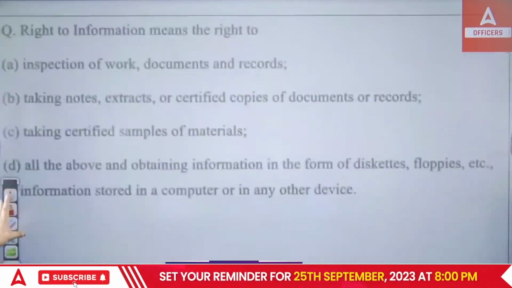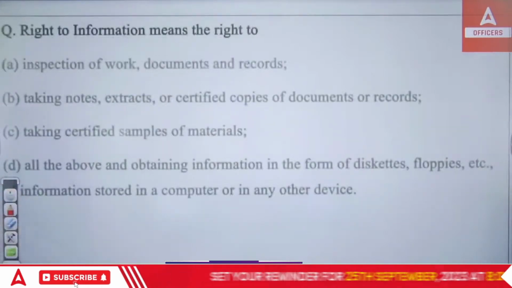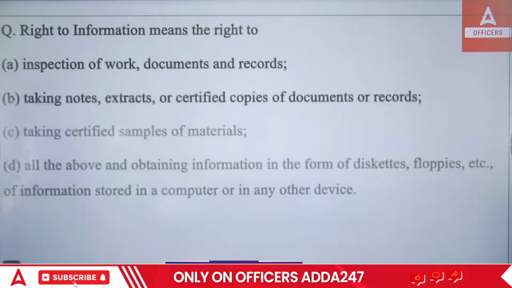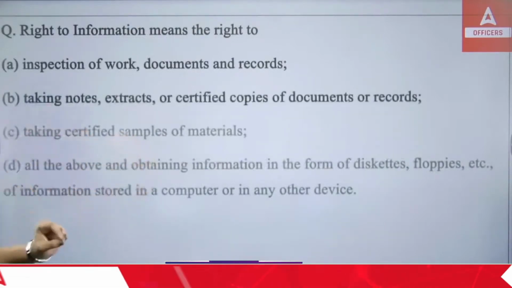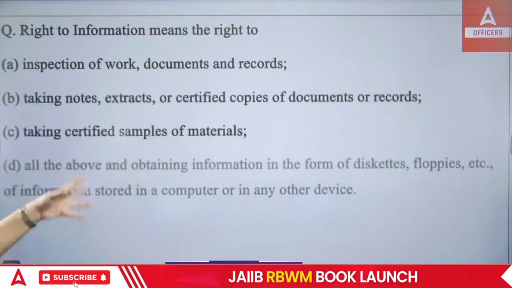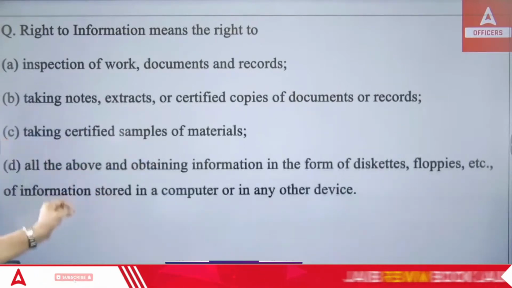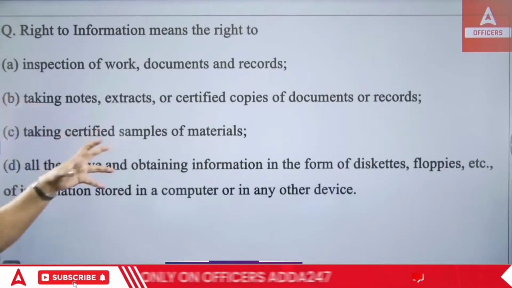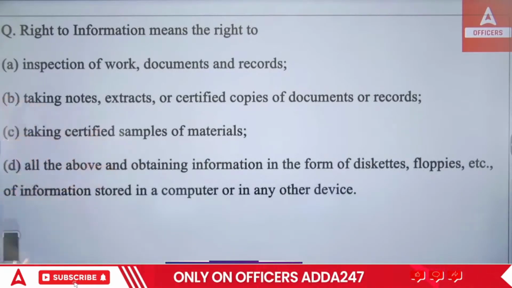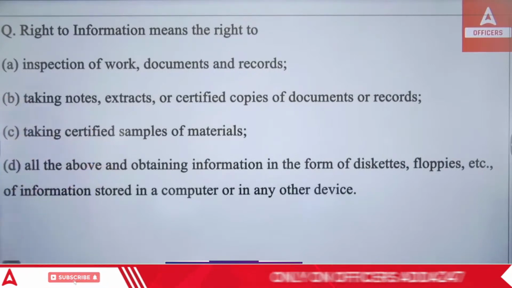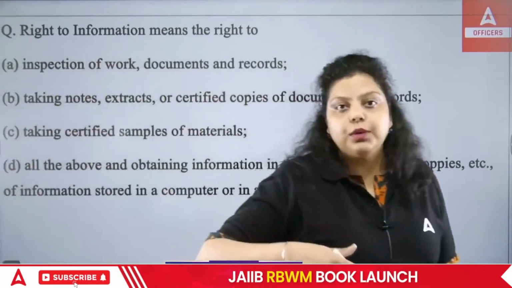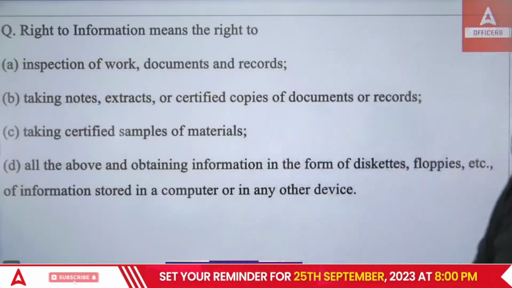Now, next we have: right to information means the right to what? Inspection of work, documents and records, taking notes, extracts or certified copies of documents or records, taking certified samples of material, all of the above, and obtaining information in the form of diskettes, floppies, etc., if the information is stored in a computer or in any other device. So what do you think, if we are talking about the right to information, what information do we have a right to? A, B, C or D?